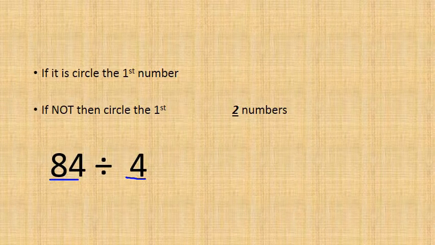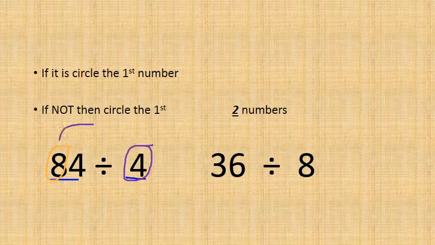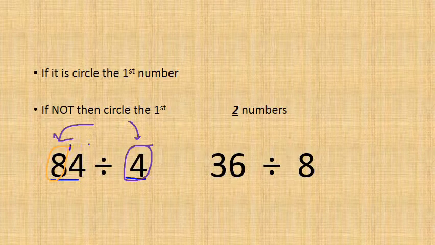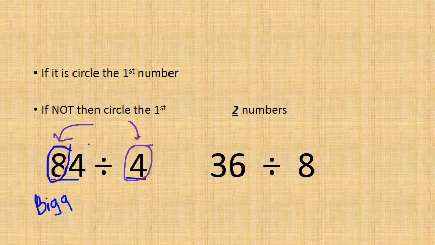I think it'll be a little bit easier when you see an example here. 84 divided by 4. Our first number is 8. And that number after is 4. 8 is definitely bigger than 4. So that means I need to circle just the first number. Because 8 is bigger than 4, we circle just the first number.